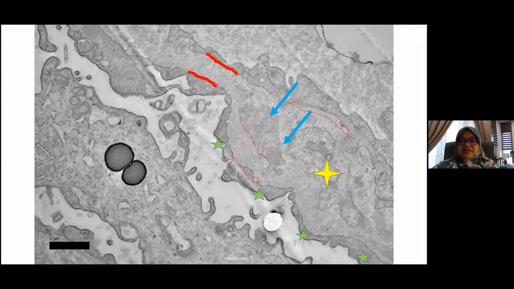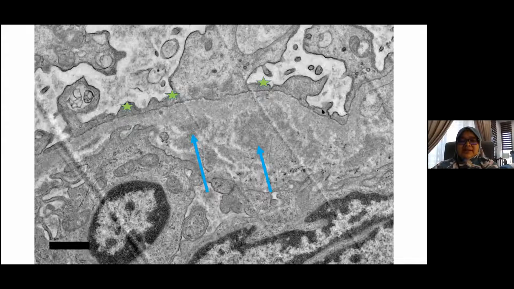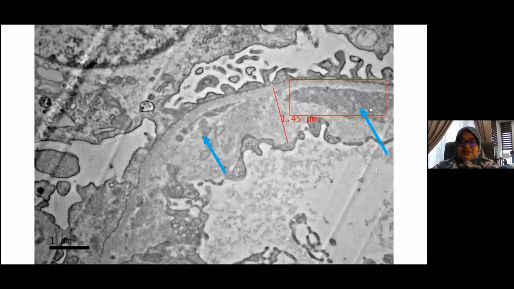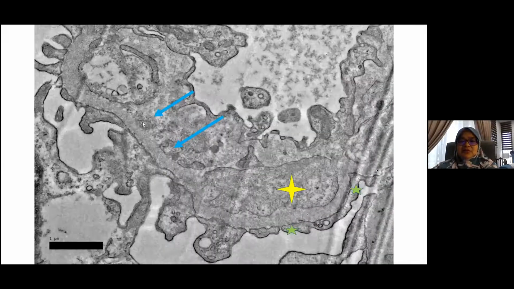Okay, so this is the foot process effacement. More on the subendothelial electron dense deposition, and these are the foot process effacements. A better contrast highlights the subendothelial electron dense deposit. More subendothelial electron dense deposits with the mesangial interpositioning and foot process effacement.